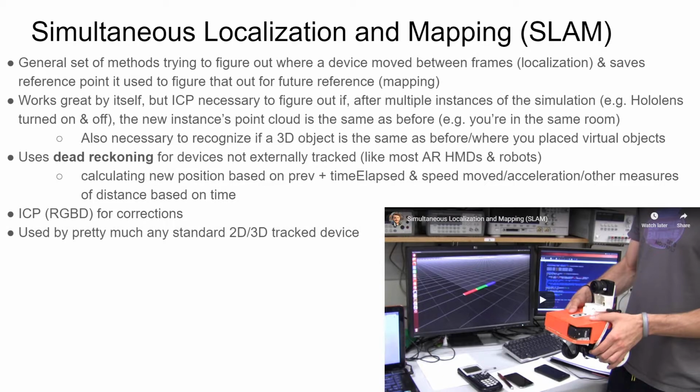which gets into what Micah has been asking a few times already about, which is the Kalman filter. But that's actually the next slide. In any case, the important thing to know is that SLAM is used by pretty much any standard 2D or 3D tracked device. It's a really common method, and you will see it pretty much everywhere if you're doing anything in robotics or in AR or VR.